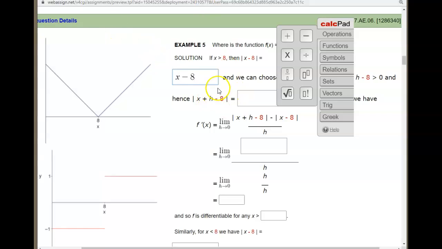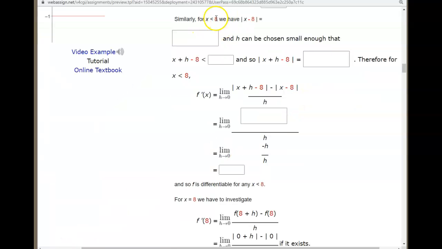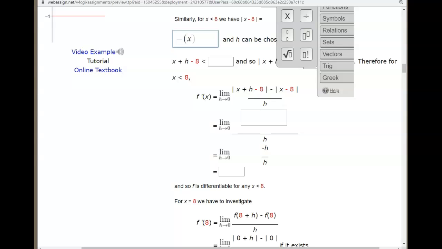And we're going to use that function through this whole exercise down to here for x is less than 8, because they want us to do it for x greater than 8. So this is the function for x greater than 8. So we'll put in x plus h minus 8, just drop the absolute value: x plus h minus 8. For the second piece, if x is less than 8, we have the negative of the absolute value here. So I need to put in the negative of x minus 8.